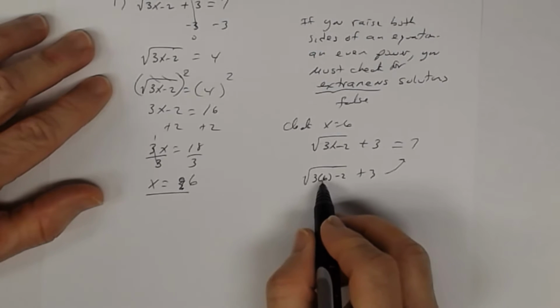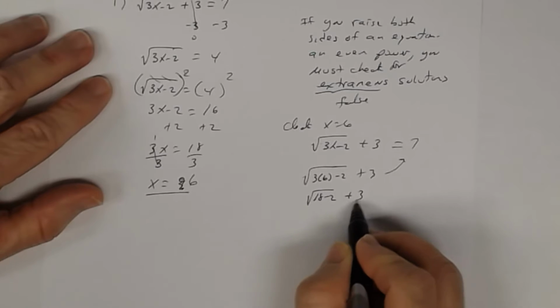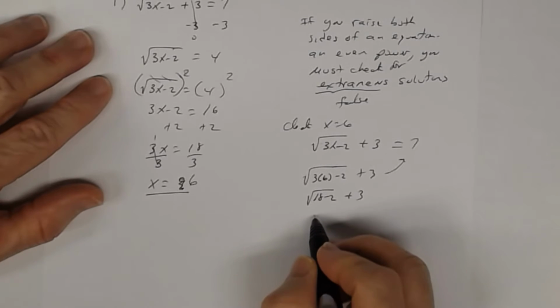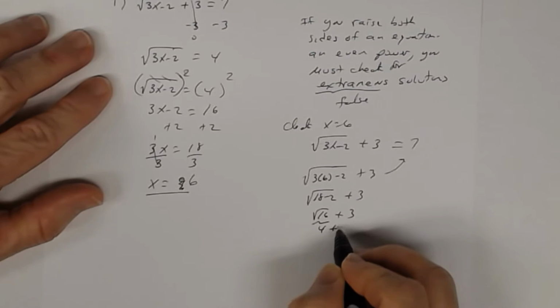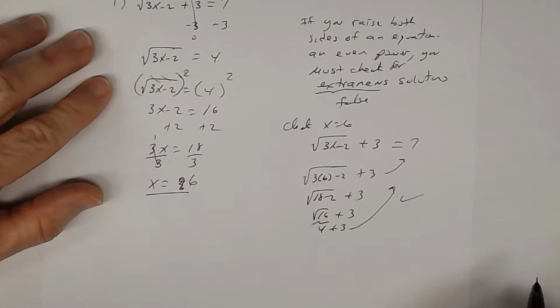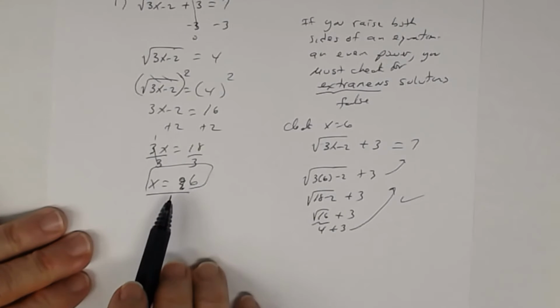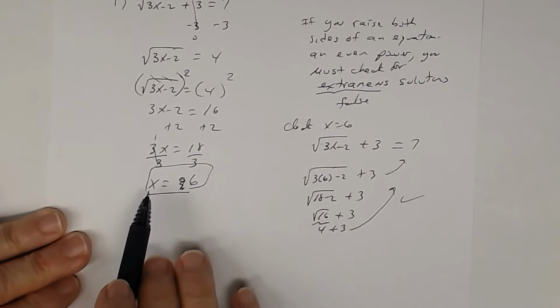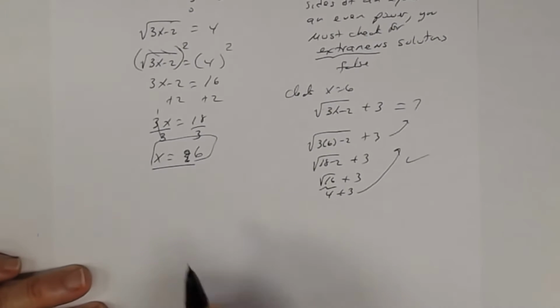Well, 6 times 3 is 18, right? So I get the square root of 18 minus 2, plus 3. 18 minus 2 is 16, so the square root of 16 plus 3. The square root of 16 is 4, and 4 plus 3 does equal 7. All right, so that's your solution. It's not an extraneous solution, it's not a false solution. It's actually a solution. All right, so that's number 1. So let's look at number 2.